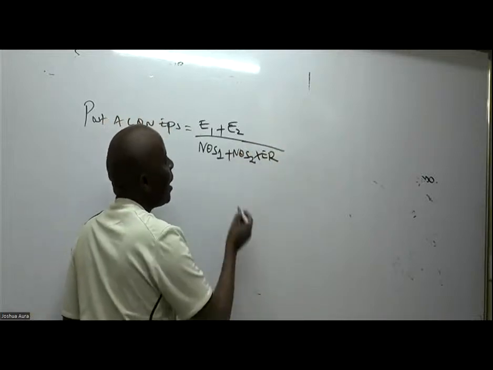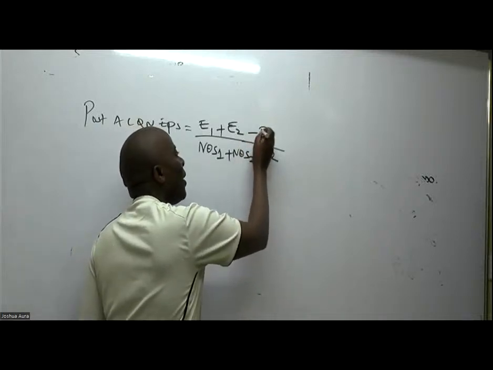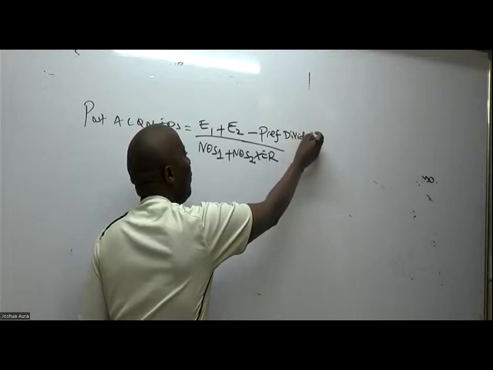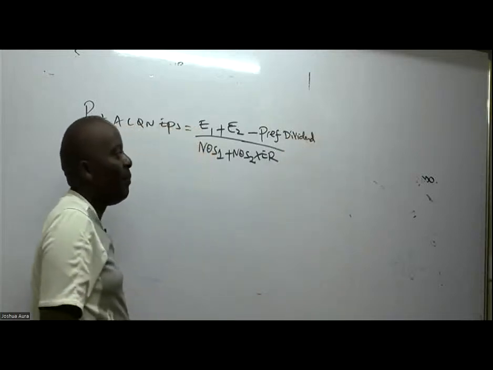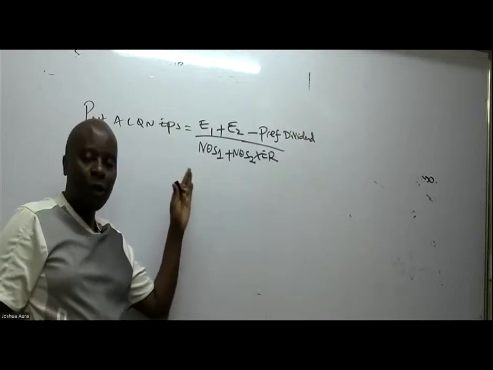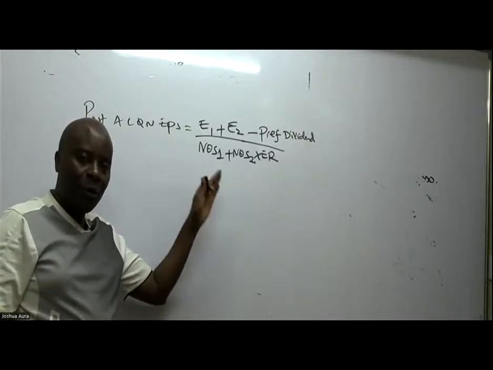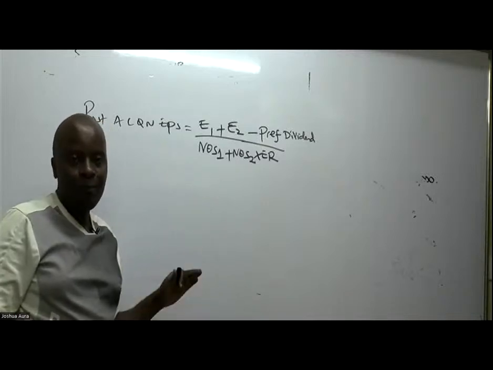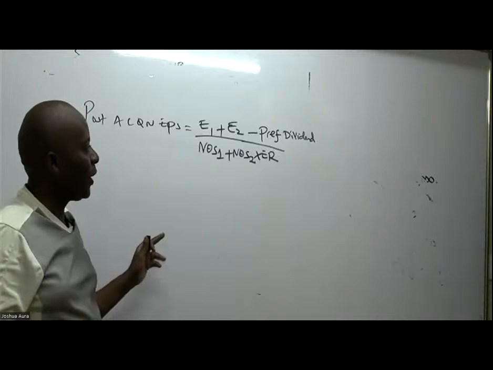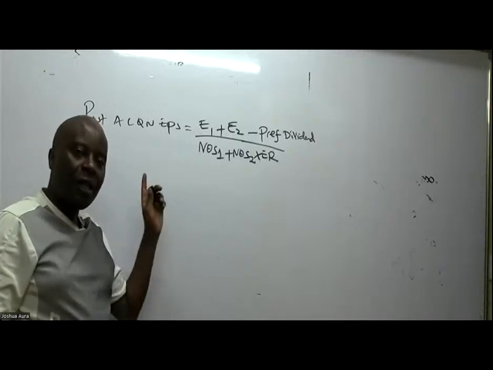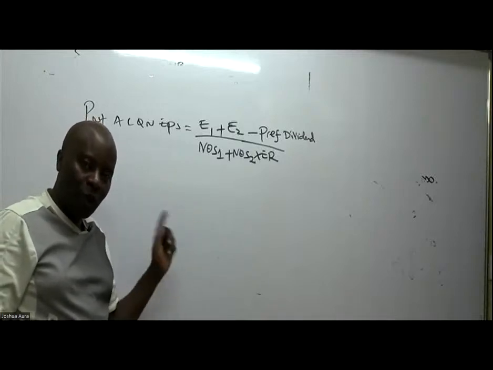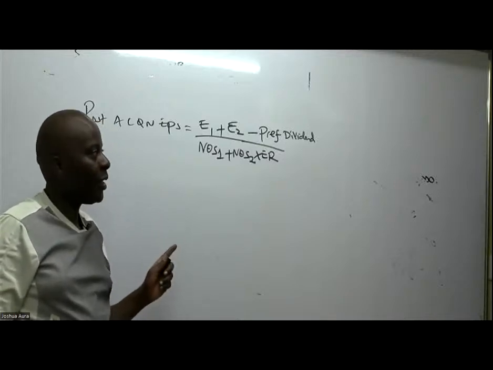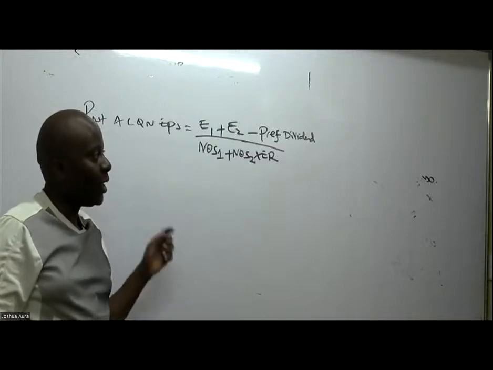But now there is something here that you need to do: first of all pay preference dividends before you decide to distribute the profits attributable to ordinary shareholders. So whenever they talk of preference share capital, this is how my formula will look. Very important for you to know that we must introduce the preference dividends up there.